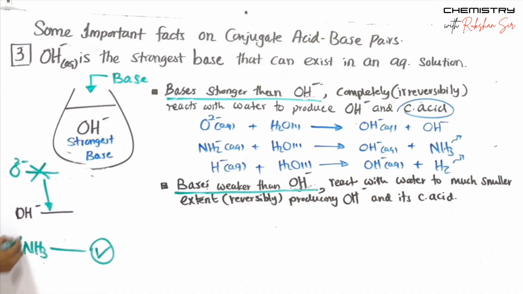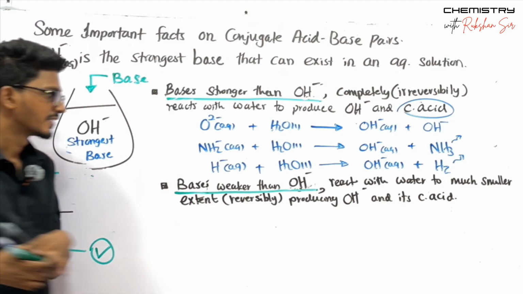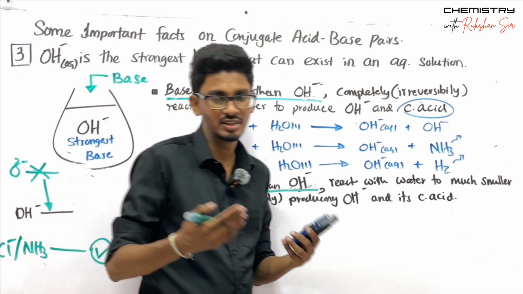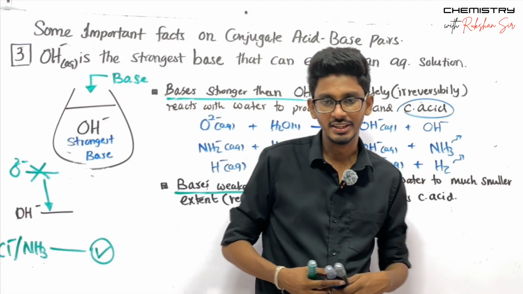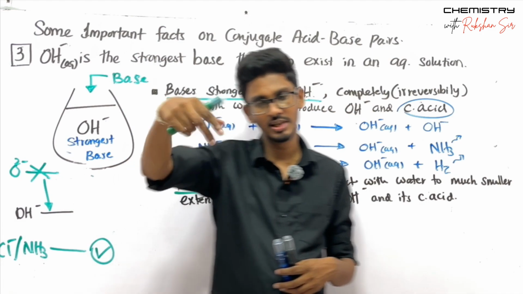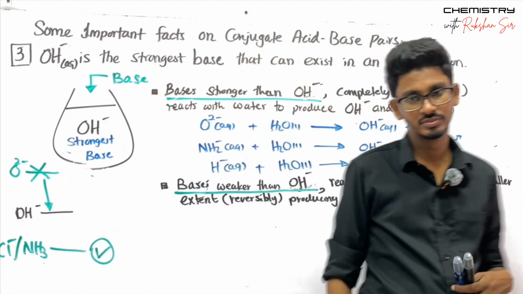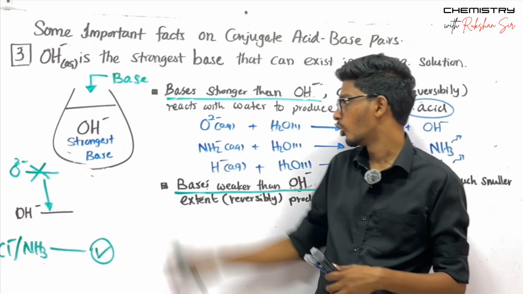That is why if you add NaCl to water, nothing happens. The Cl minus will appear as Cl minus aq. If you add some NaCl solid to water, it will appear as Na plus aq and Cl minus aq. But not the O2 minus.